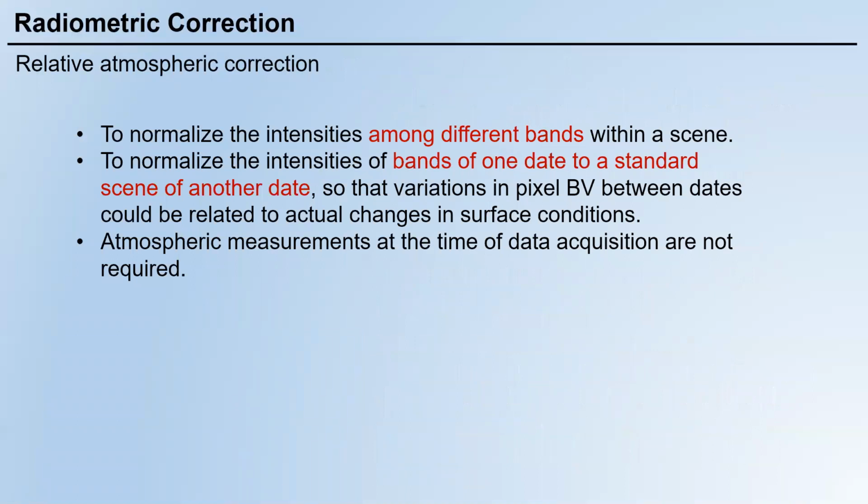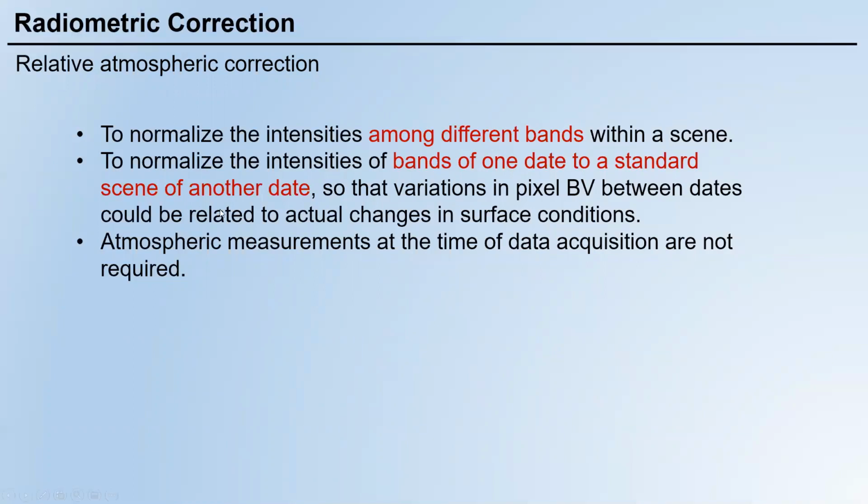We have introduced absolute atmospheric correction. Now let's talk a little bit about relative atmospheric correction. It's called relative because we don't use rational models. We don't even use empirical models. So what do we do? We manipulate the histogram of your remote sensing images.